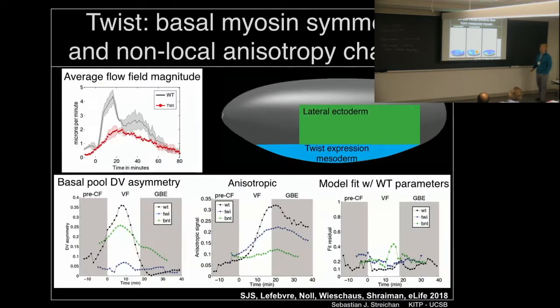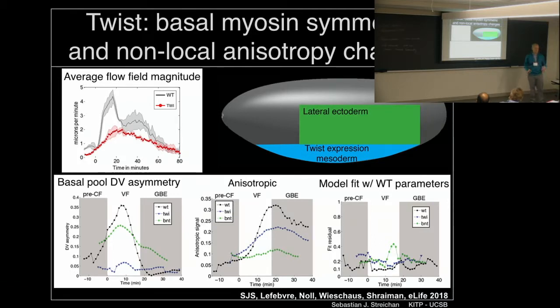Okay. And so we now want to test whether our understanding is actually good, right? And this is great in Drosophila, because in Drosophila you have many mutants at your disposal, and you can take those mutants, plug them into the microscope, and measure them. And so one of these mutants is the twist mutant.